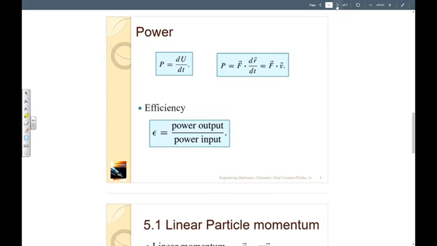We have efficiency, which we talked about as the output over the input. That might be just for the motor, or that might be for the motor and the whole system. You might have some frictional losses from your pulleys that you could lump right into efficiency.